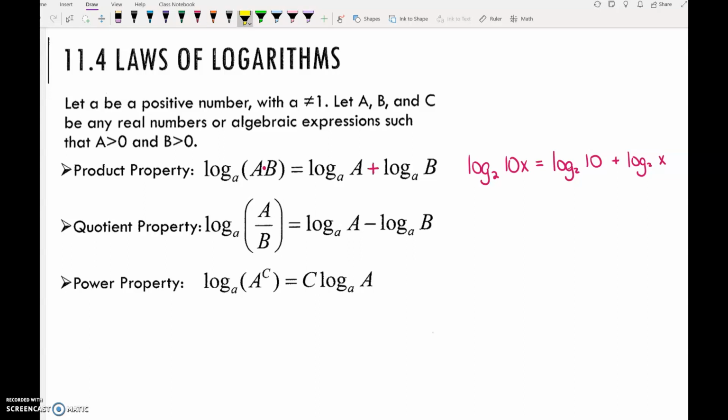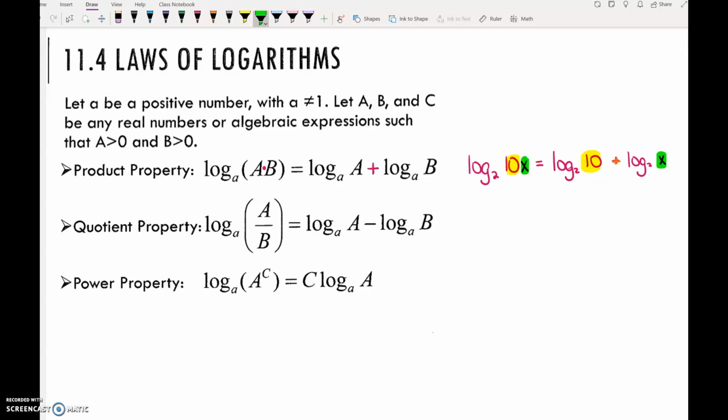So there are two things inside this logarithm. There's the 10 and there's the x, and those things are being multiplied together. That multiplication becomes addition between the logs, and those two things get their own logarithm. They each get their own logarithm, and they're attached using a plus sign.